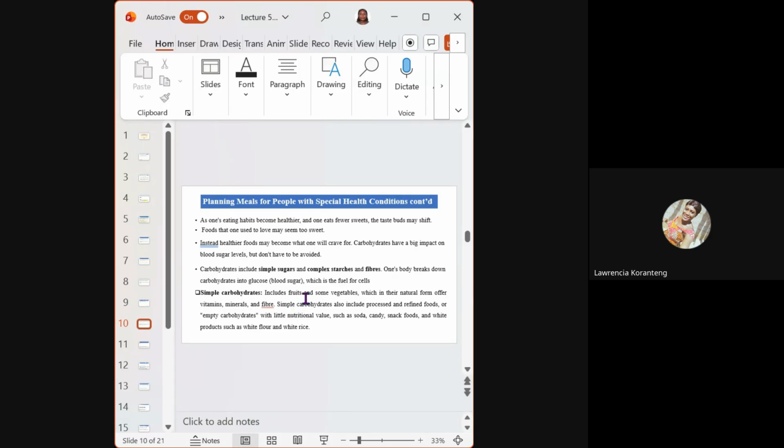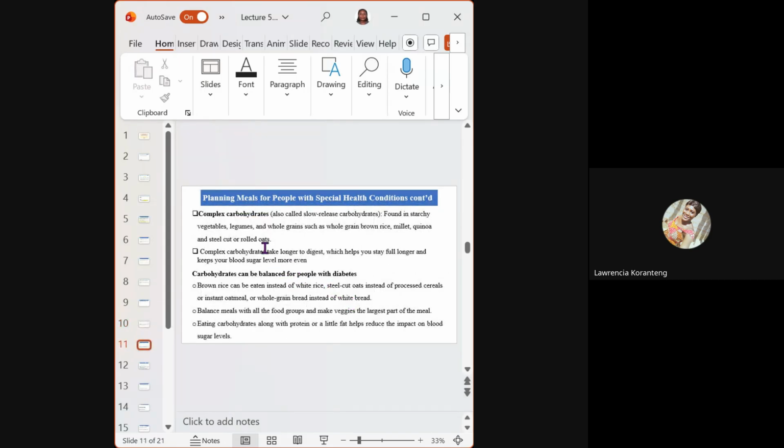They are not too good for a diabetic person because, as we said, they release sugar into the bloodstream quickly. So we don't advise that. We want them to take the complex carbohydrates because they are the slow release carbohydrates. They are found in starchy fruits, legumes, millet, brown rice, and other things. They help you to feel full for a longer time. So if you eat your fufu, you feel full for a very long time.